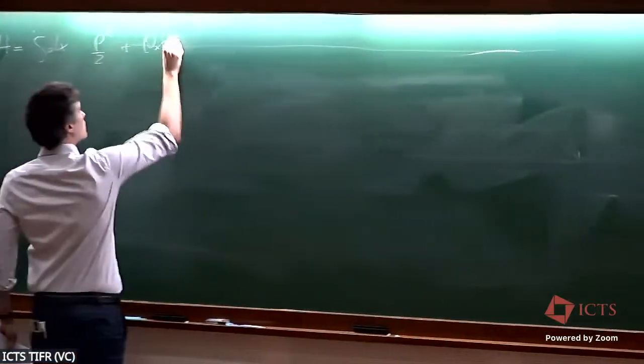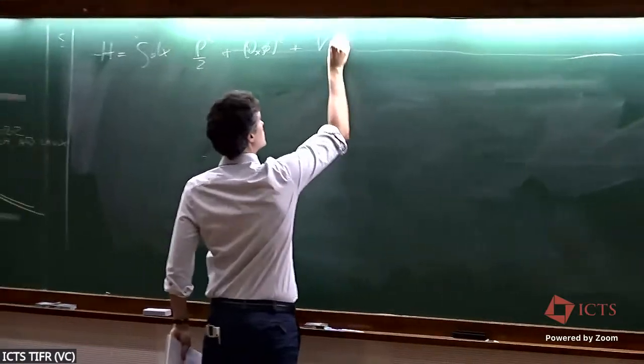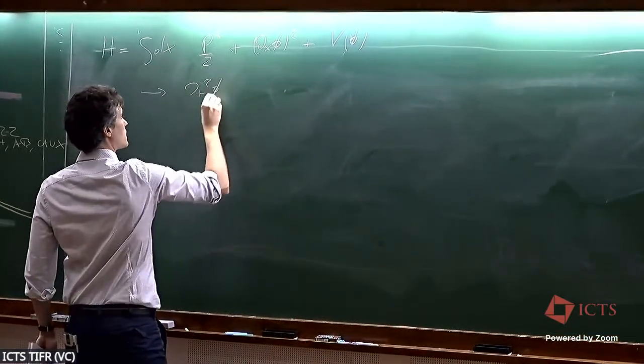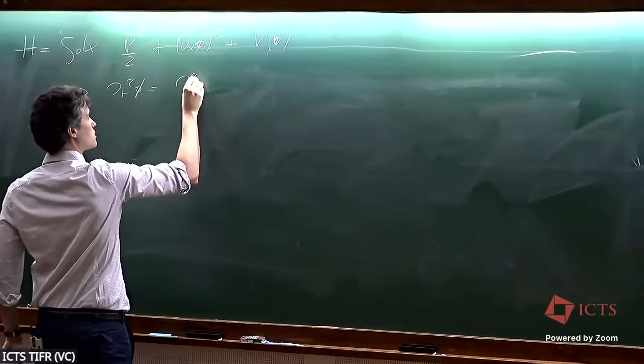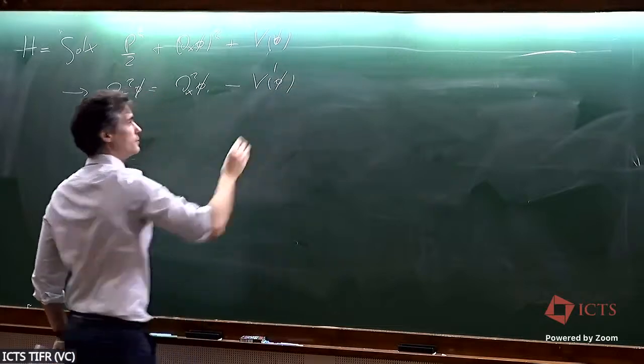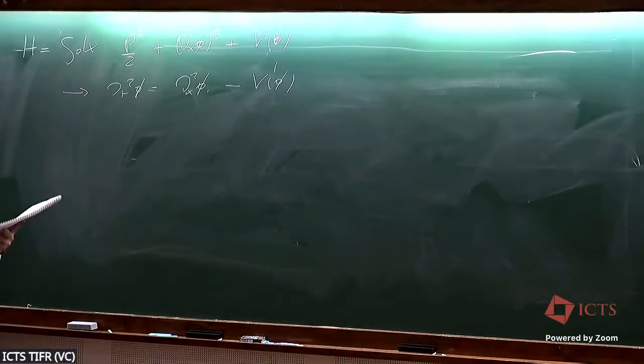Sorry, let me write it again, because now we're going to use it. So this is the Hamiltonian that in the end is going to result in a PDE of this type, minus the derivative of the potential with respect to the field.